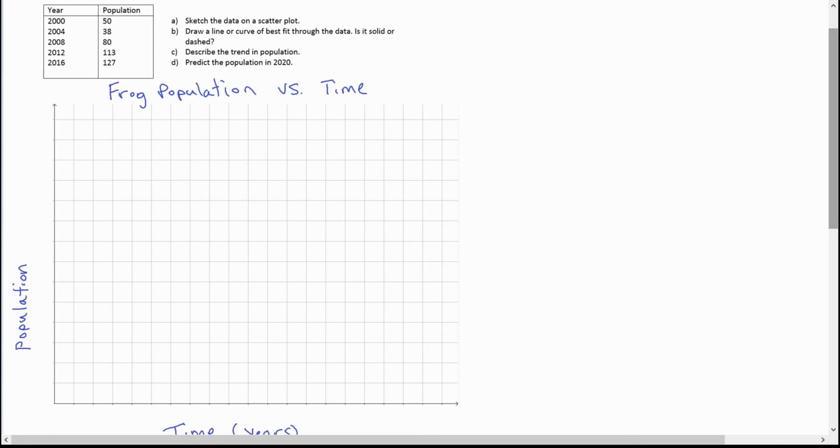Well, before we do that, we need a scale. So the year goes from 2000 to 2016. We have 16 spots here. 1, 2, 3, 4, 5, 6, 7, 8, 9, 10, 11, 12, 13, 14, 15, 16. Okay, there are 16 spots. So let's make a break and start numbering at 2000.